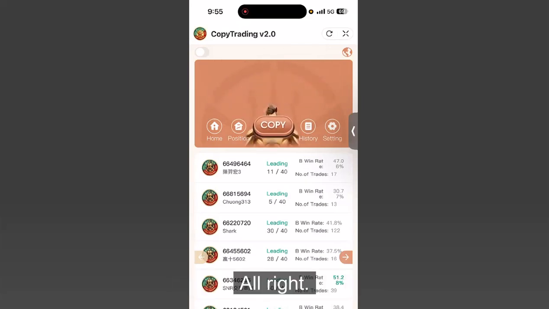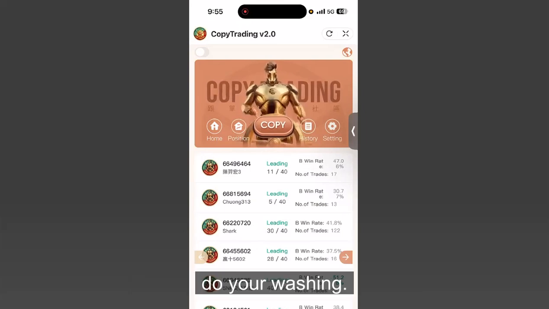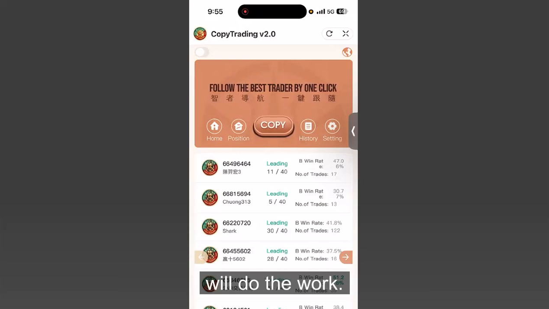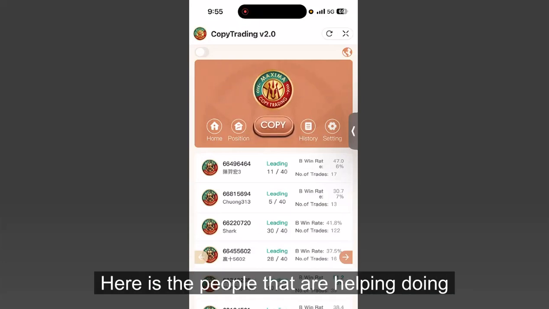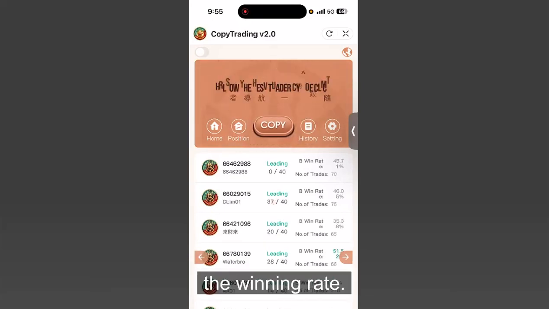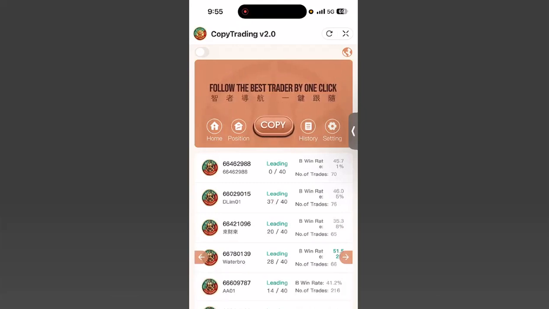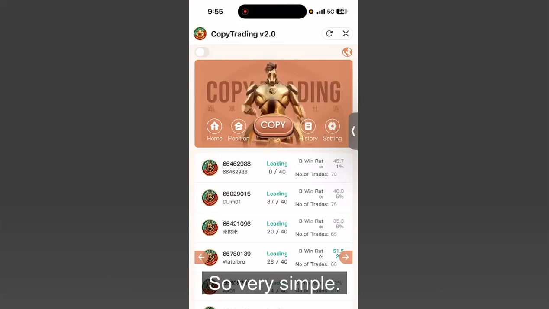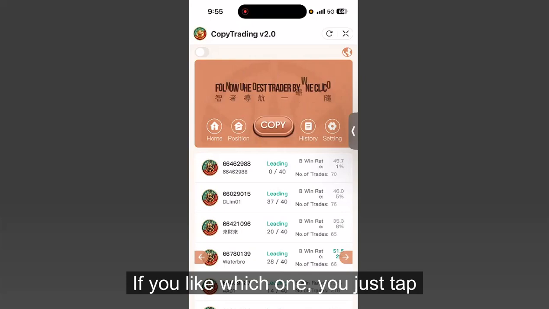It's just like you don't want to do your washing or your cleaning, so you hire a maid, and the maid does the work. You just need to pay the maid. Here are the people who are helping do the trading, and they are pretty good in their winning rate. So choose the one that is suitable for you, and after that you can sit back and relax. Very simple. If you like which one, you just tap that one.